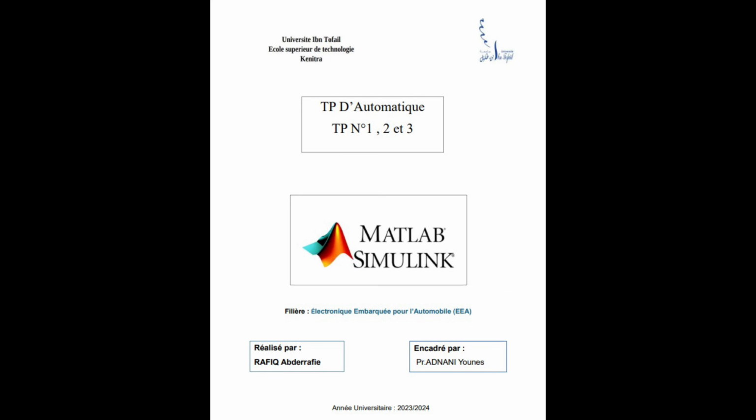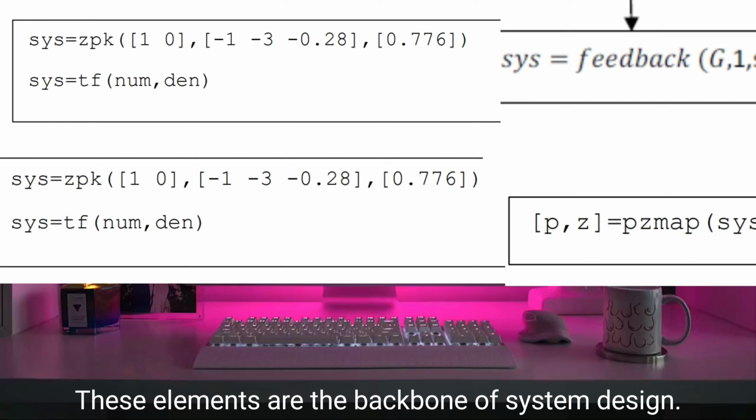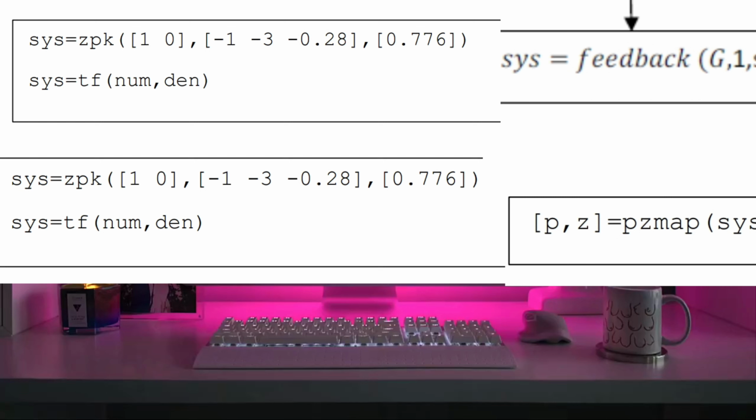Hello everyone, today we will be talking about TP 1, 2 and 3 on MATLAB and SIMULINK, using transfer functions and some special orders on MATLAB. Mastering system design with transfer functions and ZPK in SIMULINK. In the world of control systems, understanding transfer functions and zero pole gain is crucial. These elements are the backbone of system design.